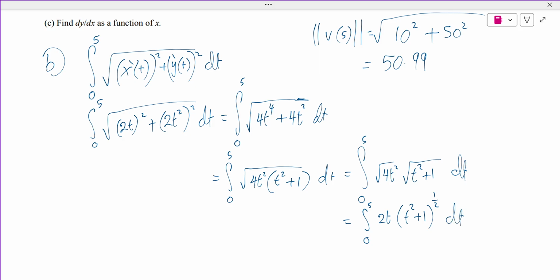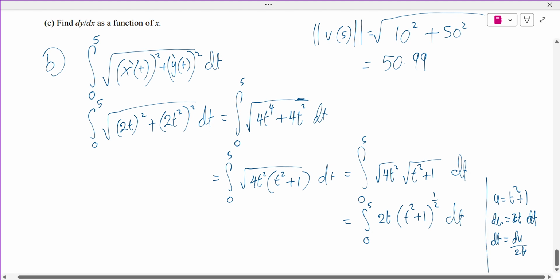Okay, we can here use u substitution, and we can say that u equals t squared plus 1, du equals 2t dt, and dt equals du over 2t. This is u substitution, right?